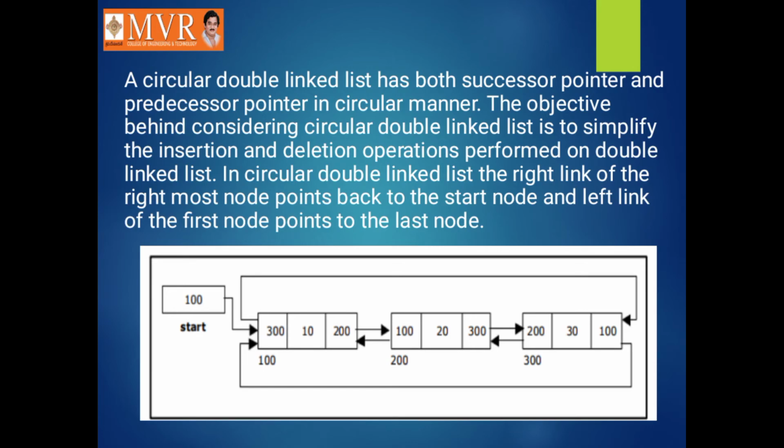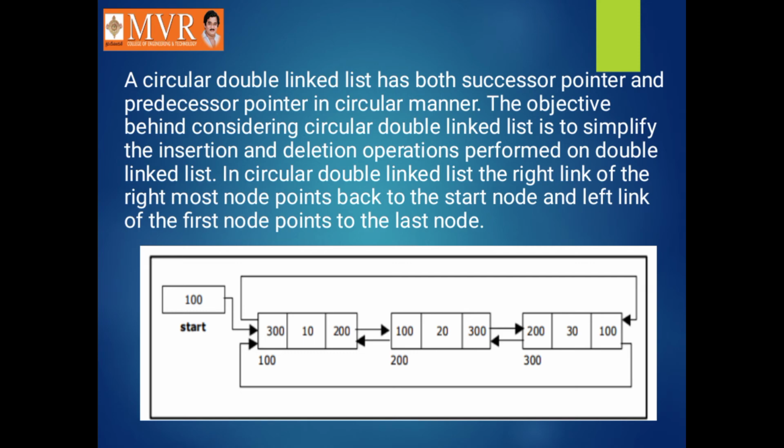A circular double linked list has both successor pointers and predecessor pointers in a circular manner. The objective behind considering a circular double linked list is to simplify the insertion and deletion operations performed on a double linked list. In a circular double linked list, the right link of the rightmost node points back to the start node, and the left link of the first node points to the last node. Here, this picture shows you a circular double linked list.